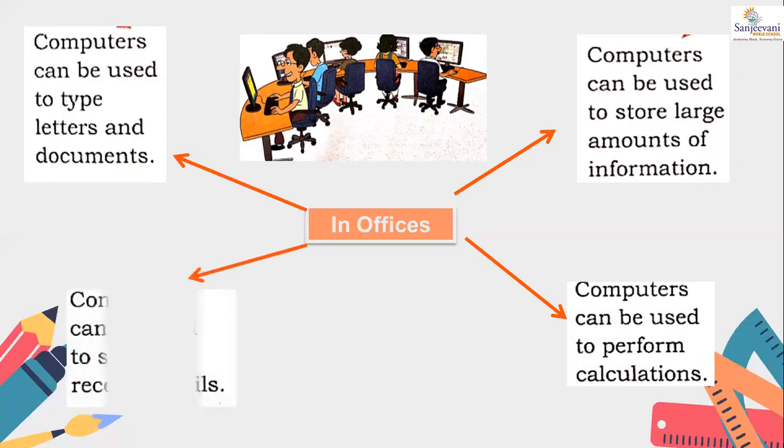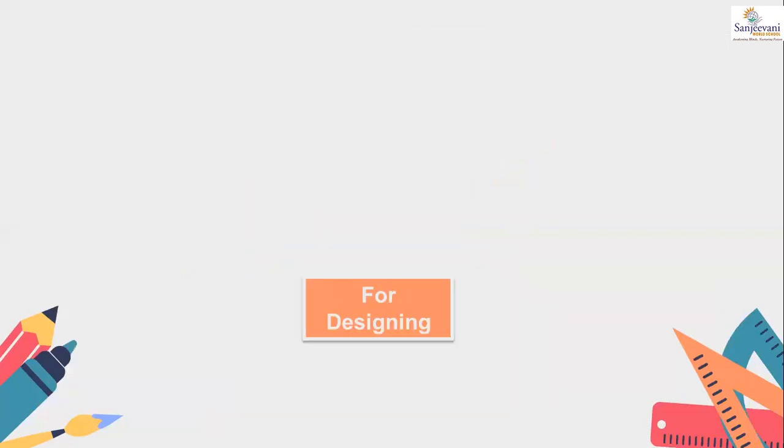And the fourth one is computer can be used to send and receive mails. Yes, nowadays you send mails, you send your homework through mail, right, to your teachers. Similarly, in the offices, when the people want to communicate, they want to send one information, one document, or a letter from one person to another, they use computer to send the mails. Okay, did you understand these uses? Yes? Okay, we will go on to the next use of the computer for designing.